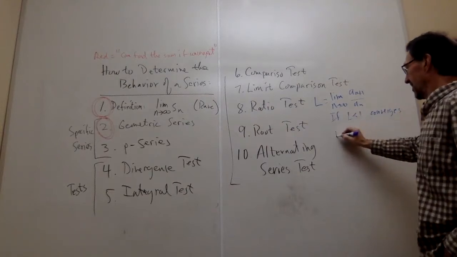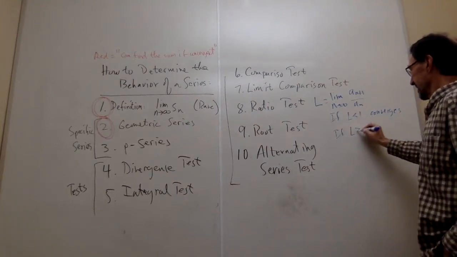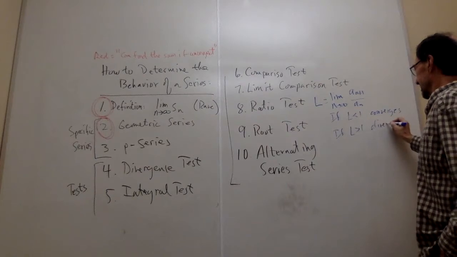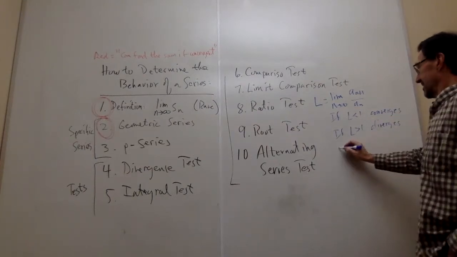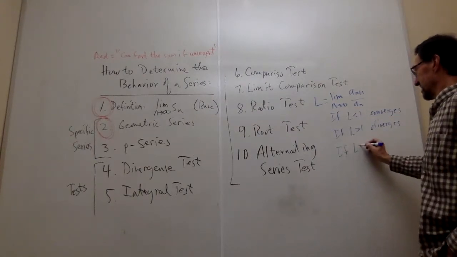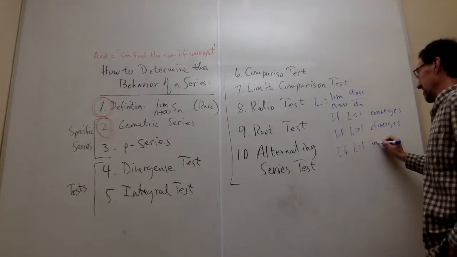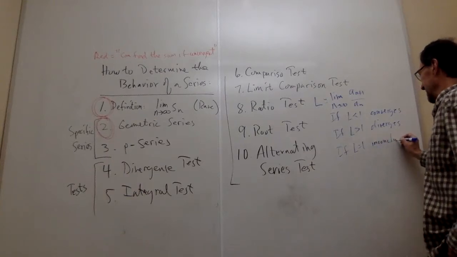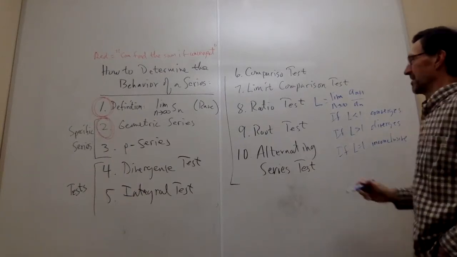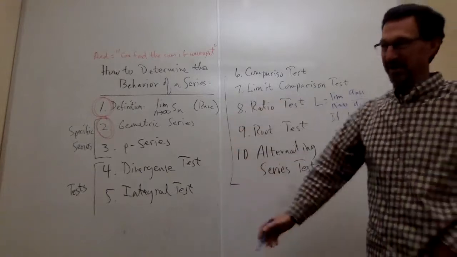If L is greater than 1, it diverges. If L equals 1, it's inconclusive. We don't know. We need to find another test. But at least we know we can mark 1 off the list.